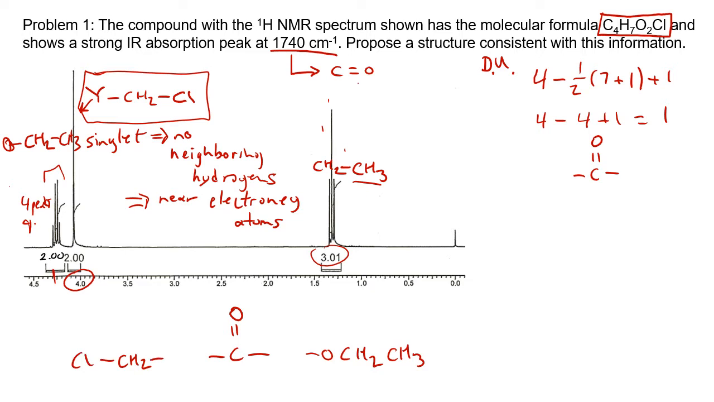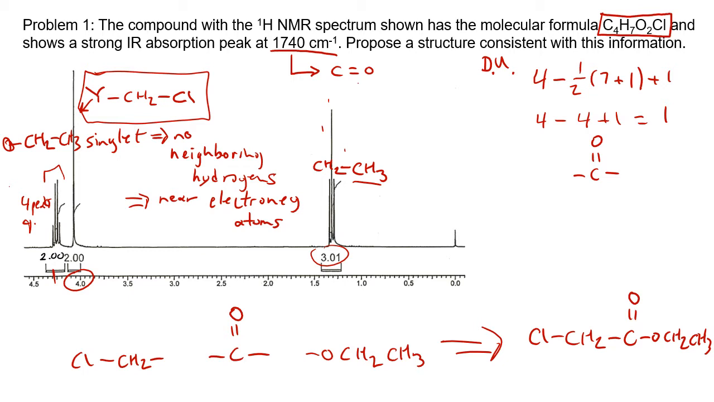And so based on the data, we could just combine all of these things together to get at the structure. So this would be Cl, CH2, C double bond O, O, CH2, CH3. So this is an ester functional group, C double bond O, O, and more carbons.